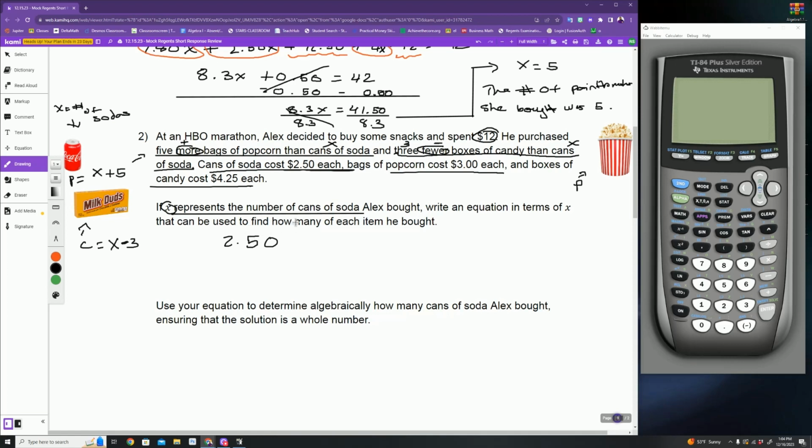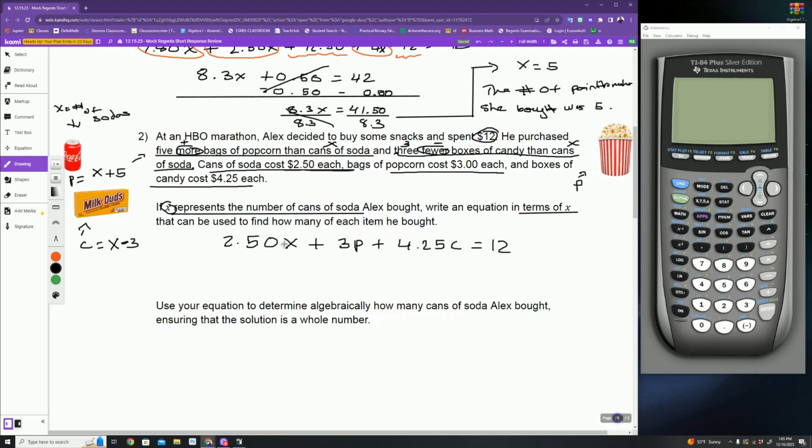$2.50 for cans of soda, times x. This is the cost of the amount of sodas you bought. Plus, there is $3 for the popcorn. So we're going to say $3 per popcorn, so 3p, plus $4.25 times the number of candy for each box that you bought. And in total, you spent $12.